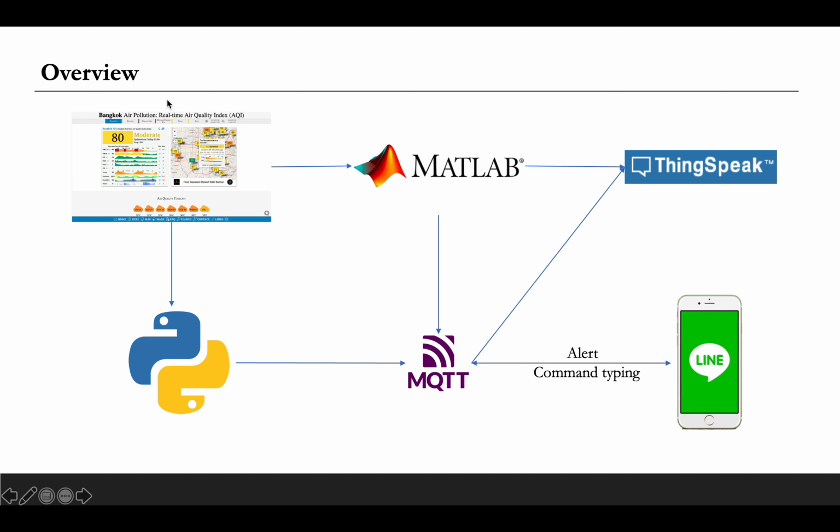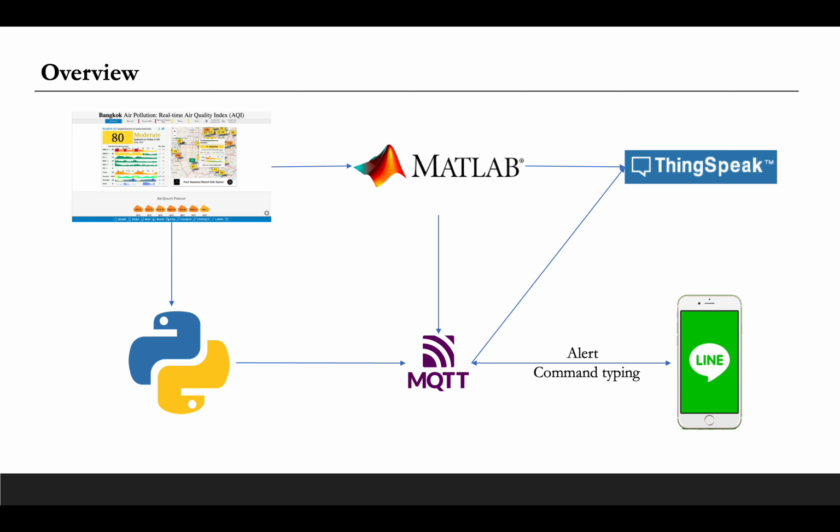I'm going to start at the application. This application is the Bangkok Air Pollution website. This website has many air quality indexes, but I'm going to focus only on PM 2.5. This application connects with Python, and Python will also connect with MQTT to send the real-time data of the PM2.5. I'm using Python to connect with MQTT and then send it to ThingSpeak, and then to MATLAB.